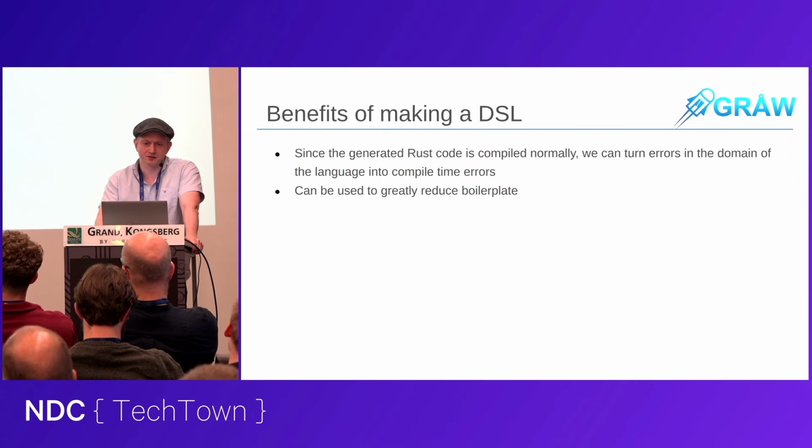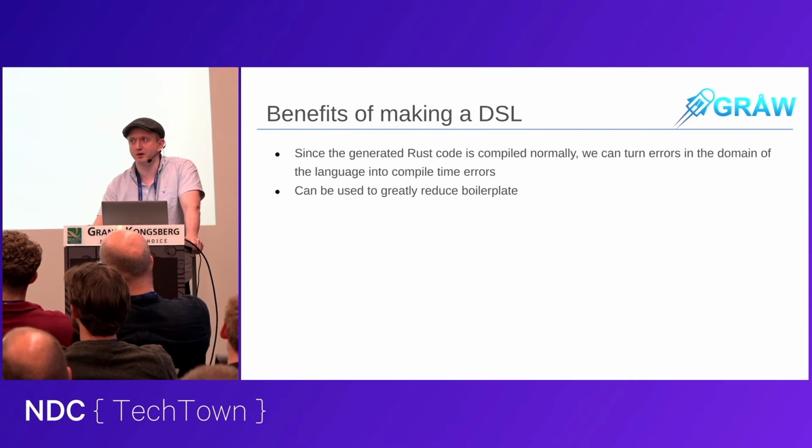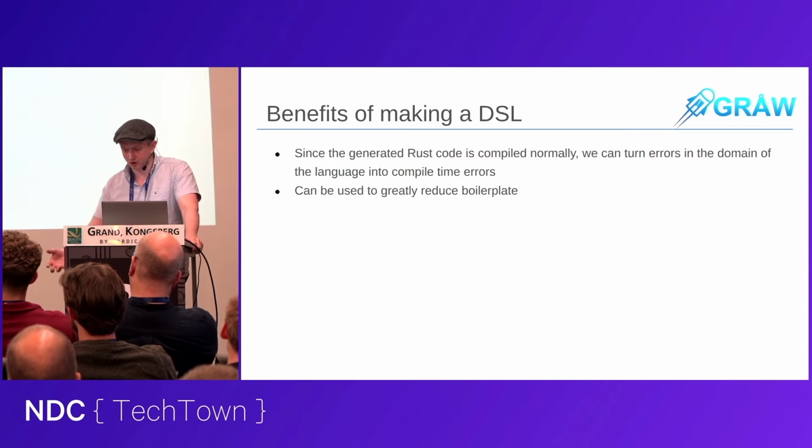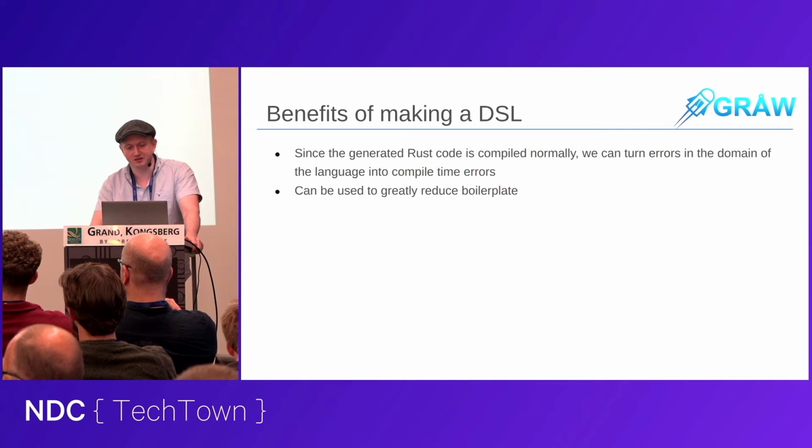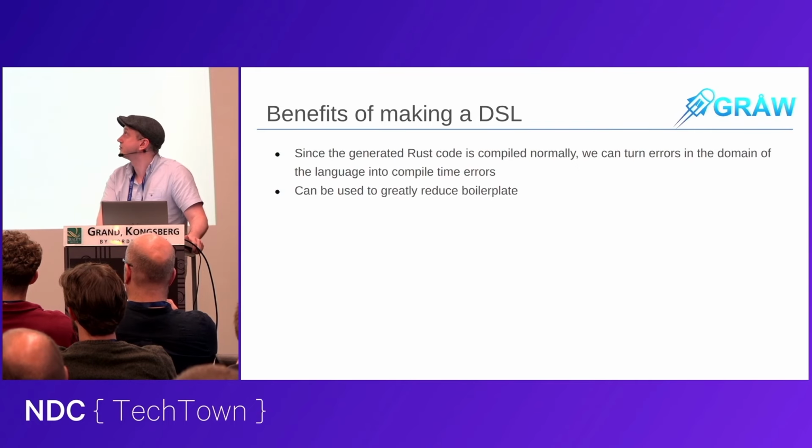We also get, since this all compiles down to code that is in turn compiled by the Rust compiler, compile errors if we make mistakes in our domain. So if we have some fault there, it will simply not compile. And yeah, it can reduce boilerplate quite a lot.